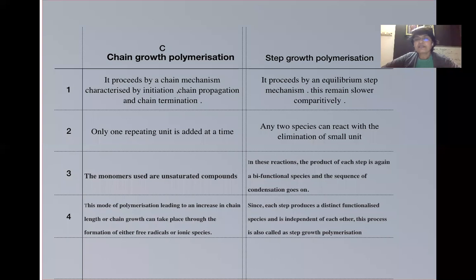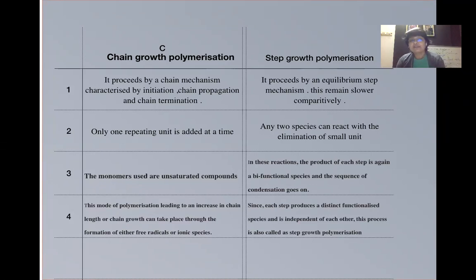So we have to differentiate chain growth polymerization from step growth polymerization. It's going to be the same as what you have studied. It proceeds by a chain mechanism, whereas step growth polymerization proceeds through equilibrium steps. We normally get 2 differences, so we have to take care of this difference also. One repeating unit is there. In that case, 2 species are taken, and small elimination takes place. Here in chain growth, monomers remain unsaturated. There, it's not necessary. Bifunctional groups also can be there.